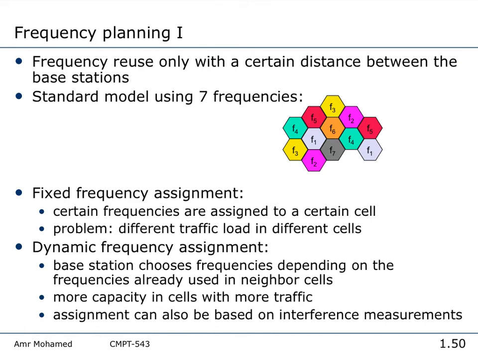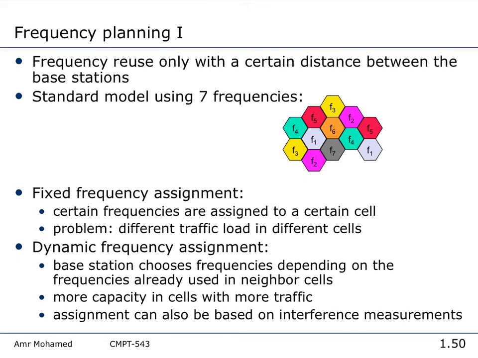And hexagon is the most efficient shape to cover a very large area, okay, from the area perspective, from geography and geometry kind of side. Okay, so fixed frequency assignment, we assign the frequency ranges all around these cells, and we make it fixed. So what is the problem with this? In that case, we will have different traffic load in different cells. Why?